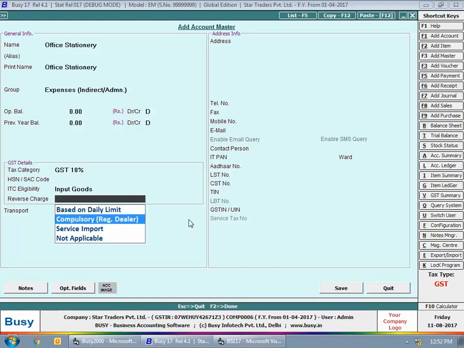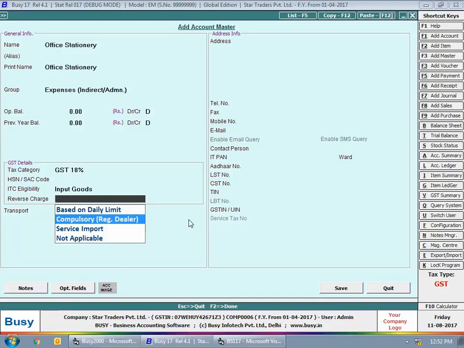Next is compulsory registered dealer. Here I'll explain this option with the help of an example. Like in case of transporters and lawyers, if you have taken services from registered transporters and registered lawyers, then you need to necessarily deposit RCM to the government. In such accounts, you will select the option as compulsory registered dealer. There is no minimum daily limit for these accounts. Even if you have made an expense below 5,000 rupees, you still need to deposit RCM to the government.